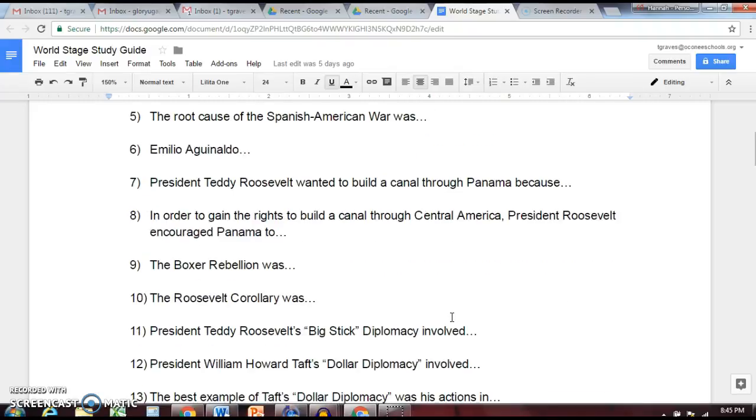Number 17, President Teddy Roosevelt wanted to build a canal through Panama because basically he wanted to shorten the travel time between, or getting from, the Atlantic Ocean to the Pacific Ocean and vice versa. That was for trade purposes. It was also for military purposes.